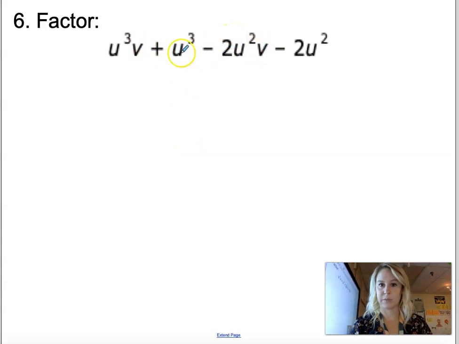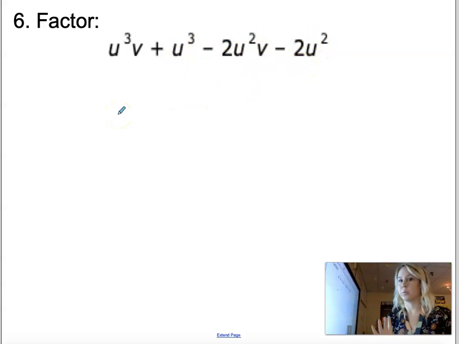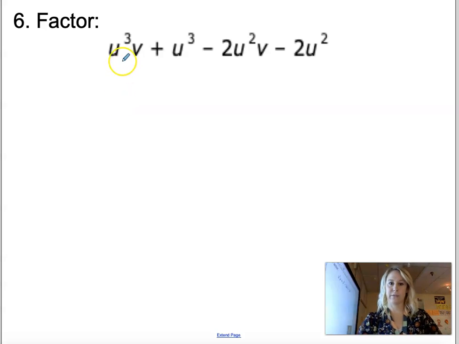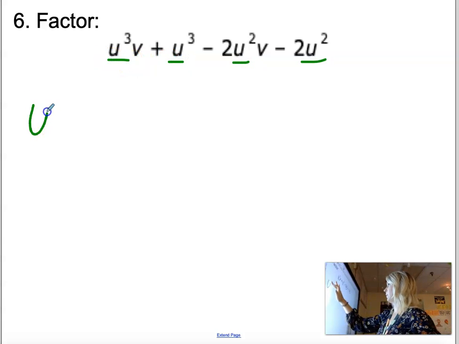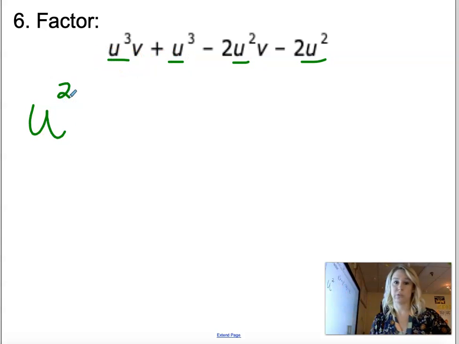We've got 4 terms. First you always have to check, does it have a GCF? So I have a U and a U and a U and a U, so there is a GCF. So before you group, let's take out the GCF. I can actually take 2 U's away from each of those terms. So my GCF is a U squared.